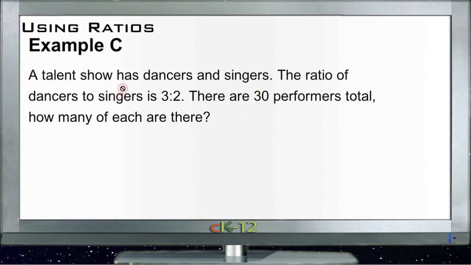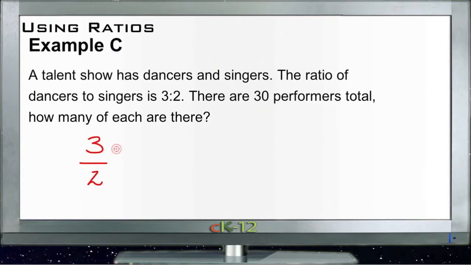Example C says, a talent show has dancers and singers. The ratio of singers to dancers is 3 to 2. If there are 30 performers total, how many of each are there? Well, our ratio we know is 3 to 2. And in this case, we know there's 30 total. Now we know that if the ratio is 3 to 2, there must be some number of groups of 3 dancers and some other number of groups of 2 singers to make up that total of 30, right?